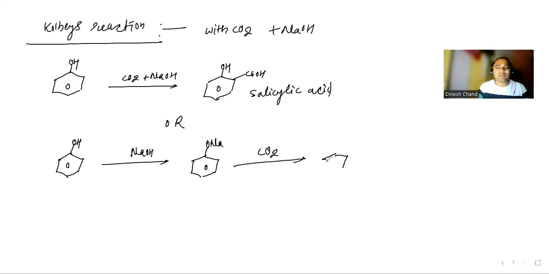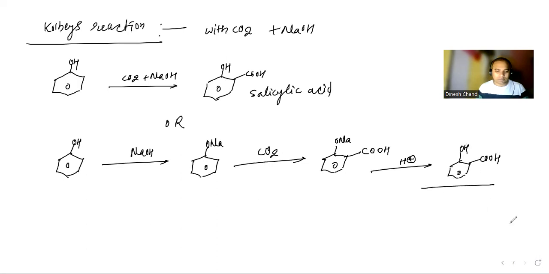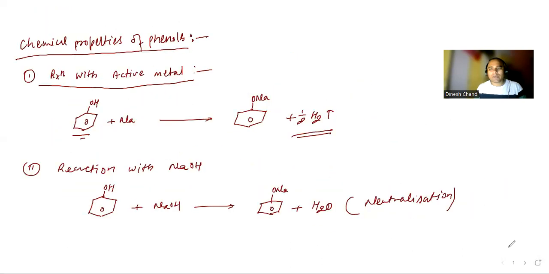So once you are treating with the CO2, what is going to happen here is the ONa is as it is there, student. This is the COOH. Now acidify with H plus, student. Any acid, HCl you can take. So it will give the OH, student, and here is COOH, salicylic acid. So this is the reaction we studied, student. Many reactions we have studied. I hope I covered all the reactions. Let us go back and see.